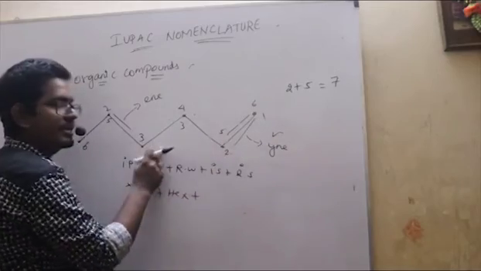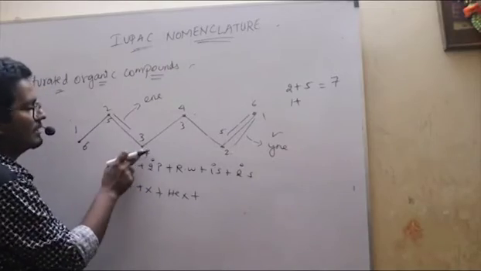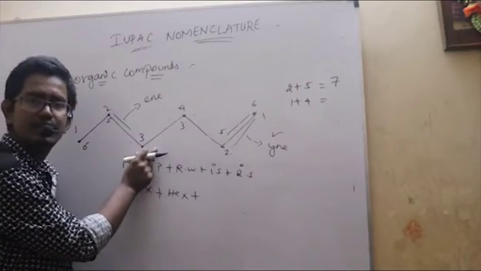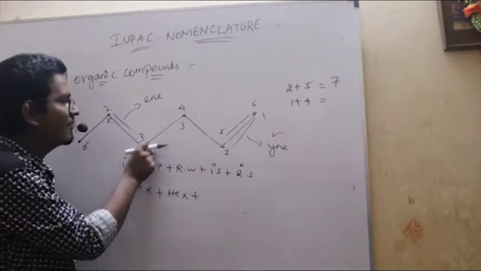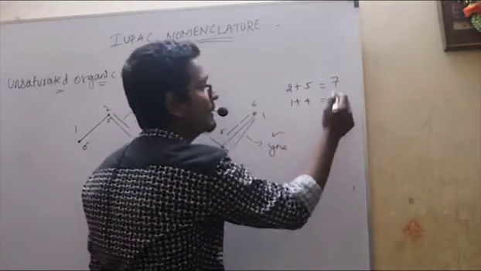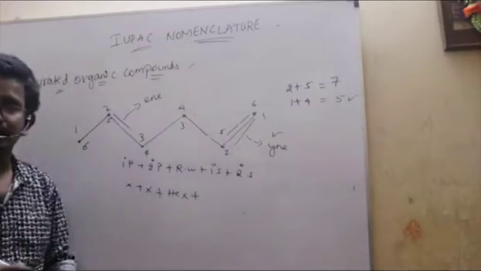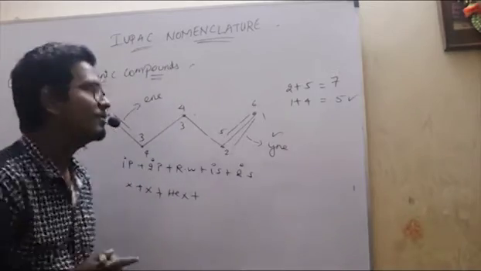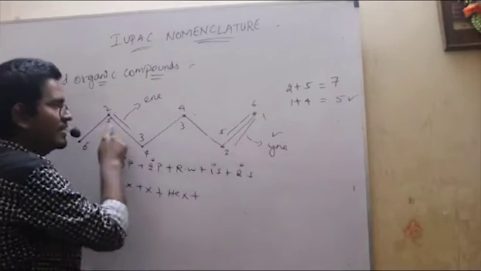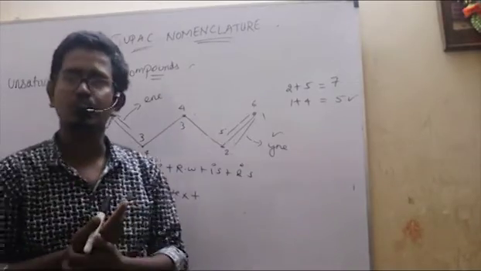And on this side, when I give the numbering, I get position 1 plus position 4. At the fourth carbon of this compound I have the double bond, and at the first position I have the triple bond. When I add them, I get 5. And which is the lowest number? 5 is lower compared to 7. So the numbering I chose in this way is the correct one, as I am getting the lowest number. Right?